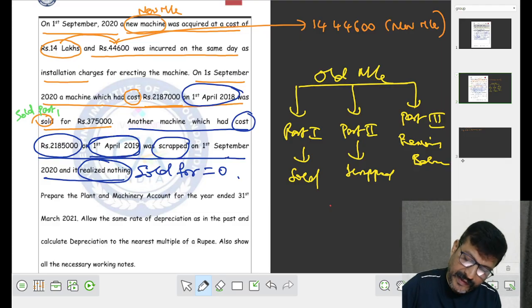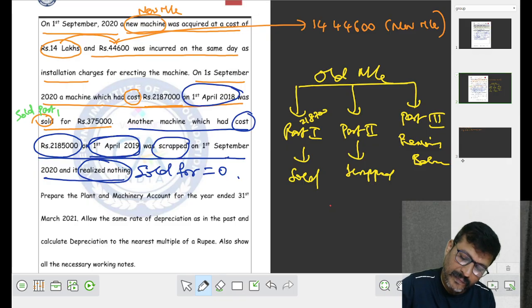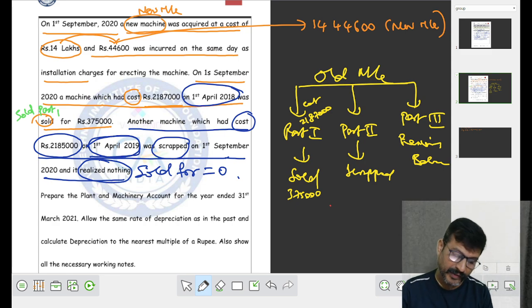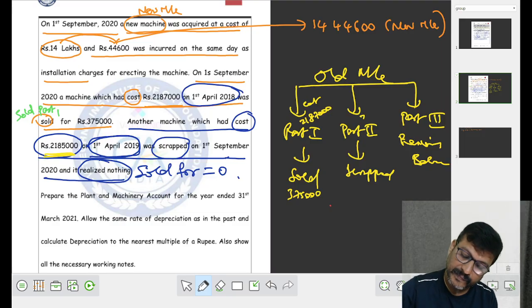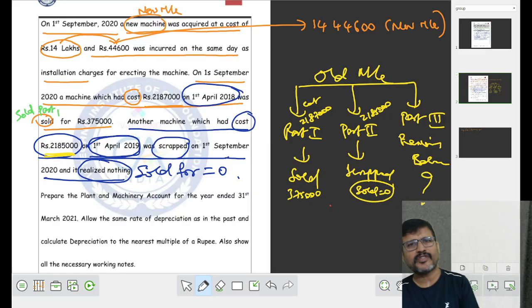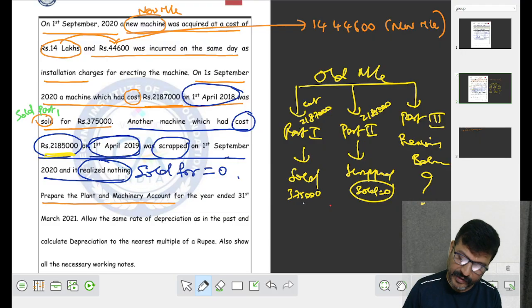Okay. What is the cost of this part? The cost of this part is 21,87,000, right? Sold for how much? 3,75,000. What is the cost of this part? The cost of this part is 21,85,000. Scrap means sold for 0 value. Remaining balance we will work out when we solve the problem. What we have to do? Prepare plant and machinery account for the year ended March 2021.